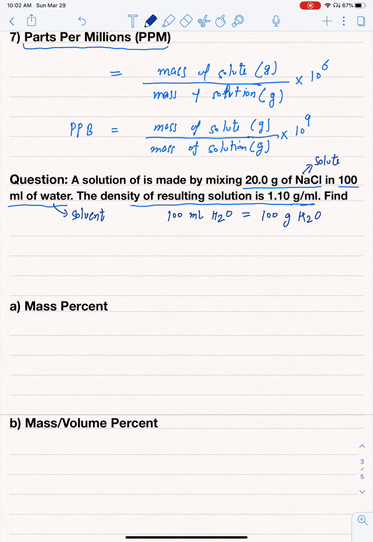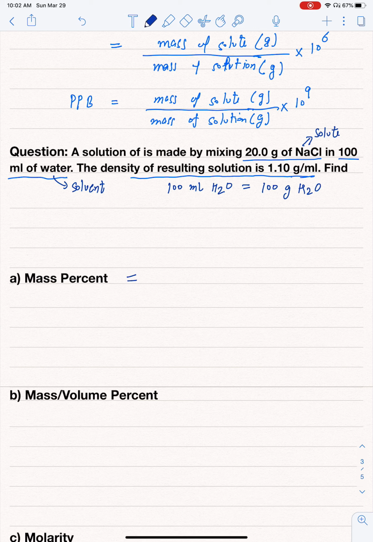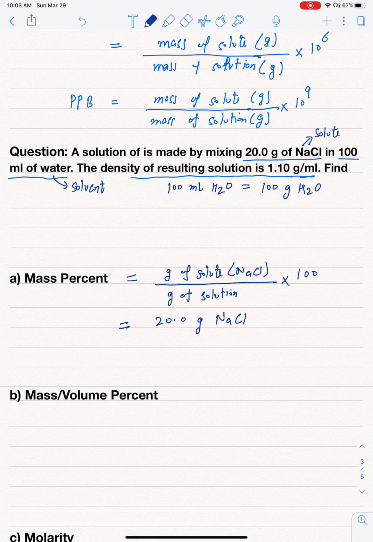Now let's figure out the mass percent. If you recall the definition of mass percent, we are talking about the grams of solute, which in this case is the NaCl, divided by the grams of solution, times 100. Do I know the mass of my solute? Yes, I do. The solute is NaCl and it's 20 grams of NaCl. So I'll go ahead and write down 20 grams of NaCl in there.